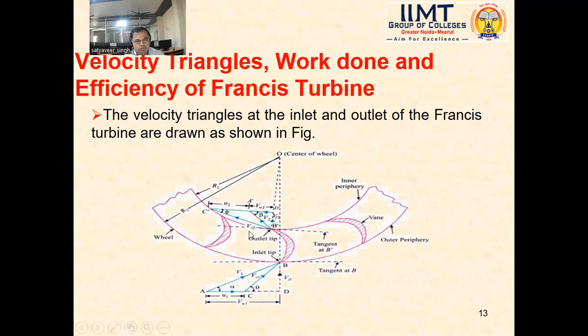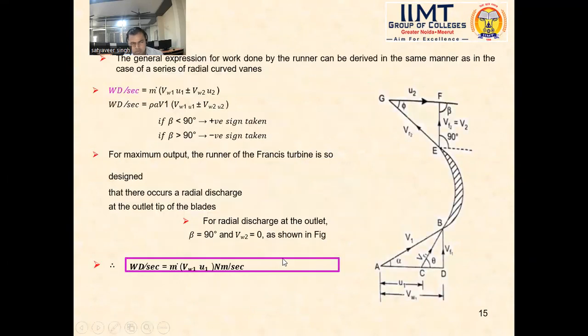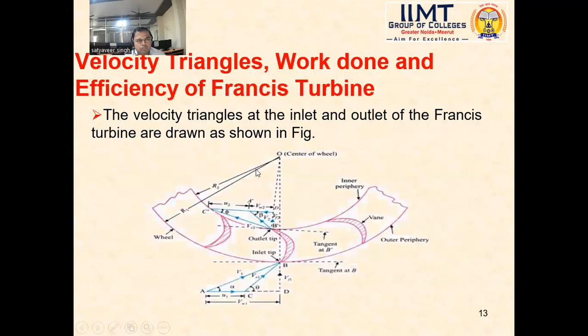In this case, this is the wheel part, this is the inner periphery, and this is the outer periphery. So come to the previous slide. We can say that this is the center of the wheel, and R1 and R2 are the two radii. R1 is the outer radius, and R2 is the inner radius. This is the inner periphery, and this is the outer periphery.